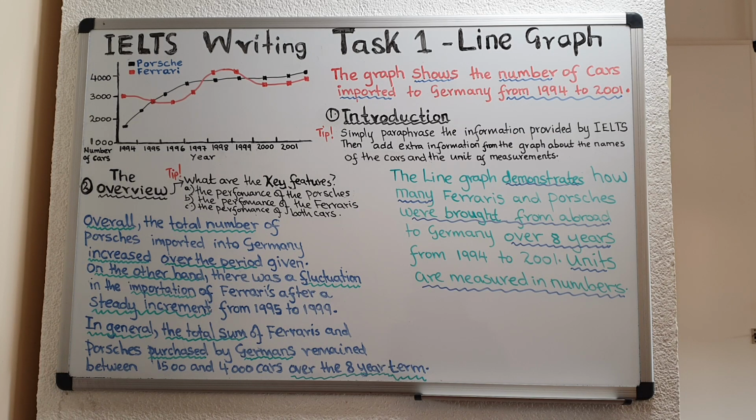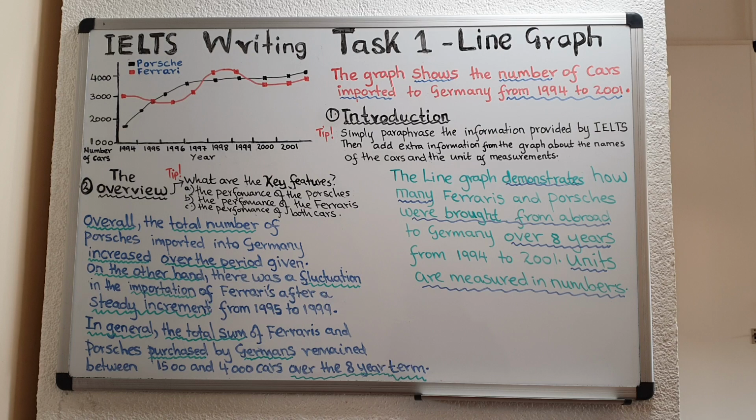Now, if you look at our line graph, you notice that the line in black keeps going up. Over the entire period, that line keeps going up. And that's why we are saying, overall, the total number of Porsches imported into Germany increased over the period given. And then we move on to the second key feature, and that is the performance of the Ferraris.